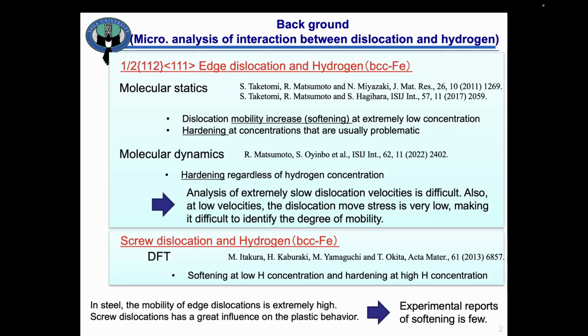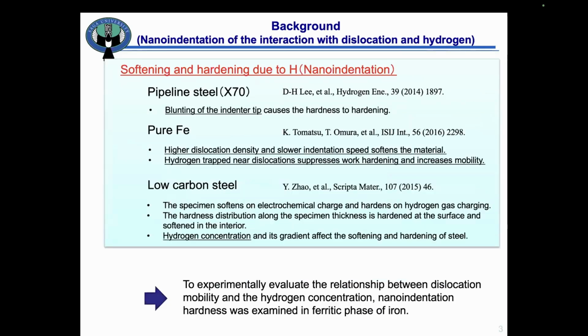And similar results were reported by Itakura by first principles calculations, for the screw dislocation in BCC iron. Softening occurs at low hydrogen concentration and hardening occurs at higher hydrogen concentration. But there are no or very few experimental reports of softening. So I'd like to try to perform nanoindentation to observe softening or hardening behavior. In the literature, some softening and hardening results are reported.